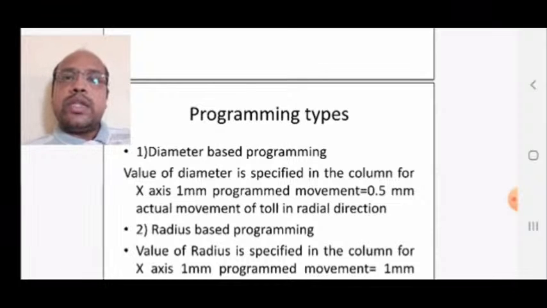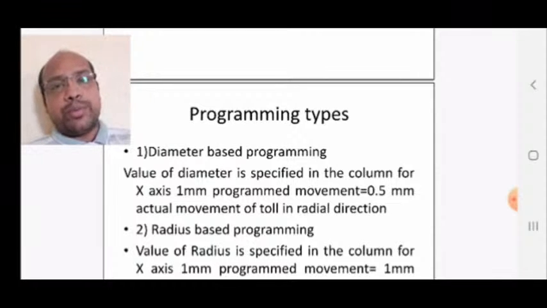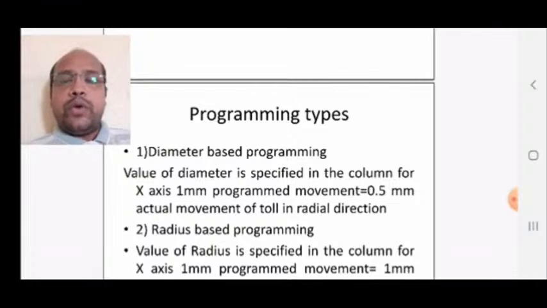So in the actual motion there will be a 0 mm actual movement. For 1 mm definition, tool movement is 0.5 mm. For 2 mm definition, there will be a 1 mm movement of the tool. So half movement will happen actually.